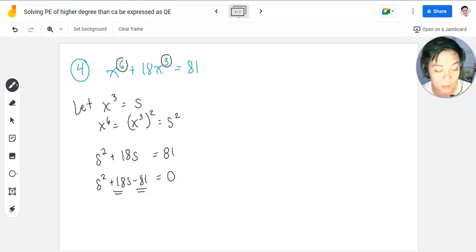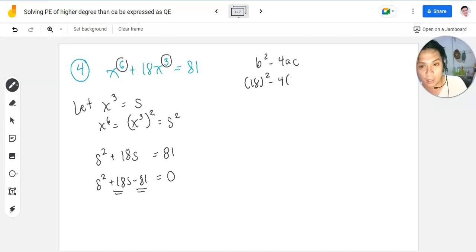So, check nga natin using, what's called that? The discriminant. B squared minus 4AC. So, what is B? Positive 18. So, B squared natin yan, decreased by the product of 4, A is 1, and then C is negative 81. So, 18 raised to 2 is 324 minus the product of 4, 1 and negative 81. Definitely negative ito. 4 times 1 is 4. Negative 81 times 4 is negative 324.